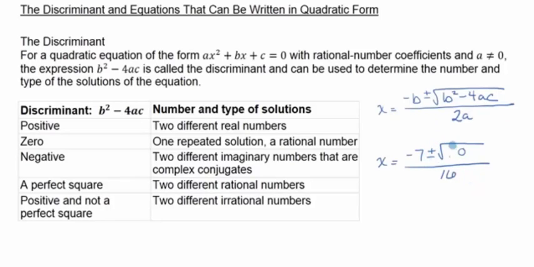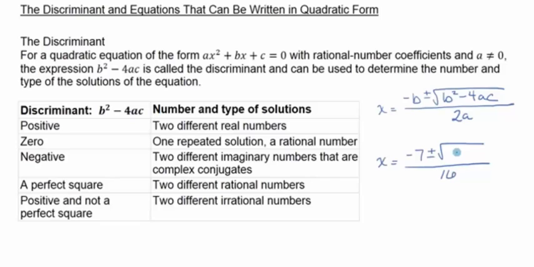Now if the discriminant, the thing under the square root, is a 0, then doesn't that do away with all of this part of the quadratic formula? So we end up with just negative 7/16 in this case. So we would have one solution. It's actually a repeated solution, and it will be a rational number, a number that is able to be expressed in fraction form.